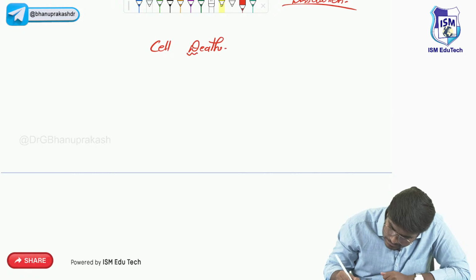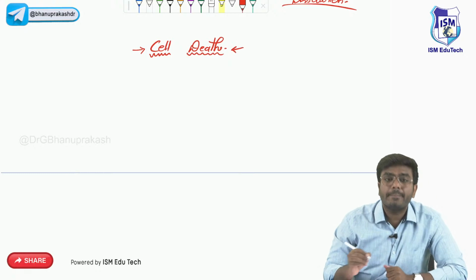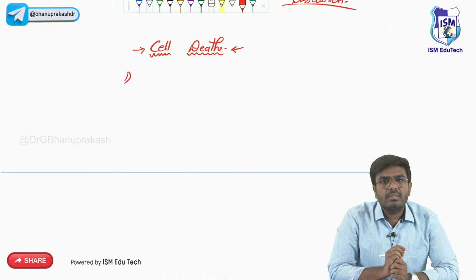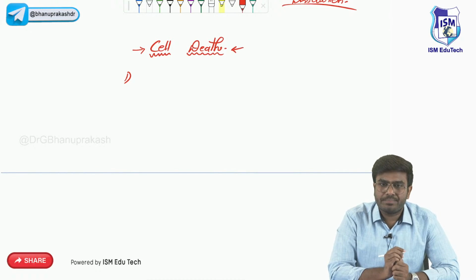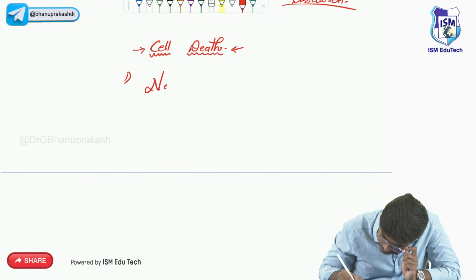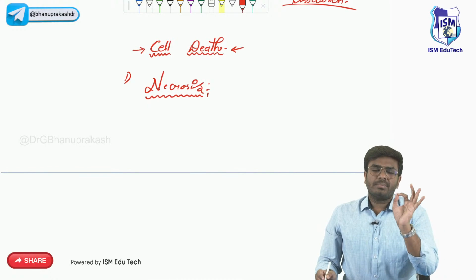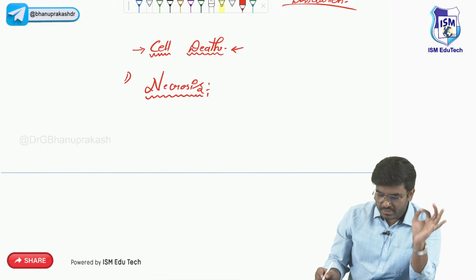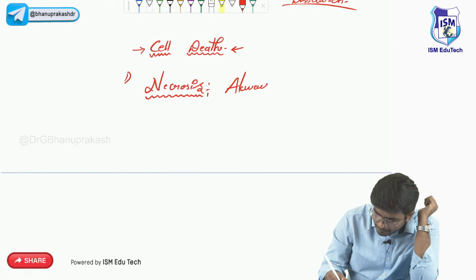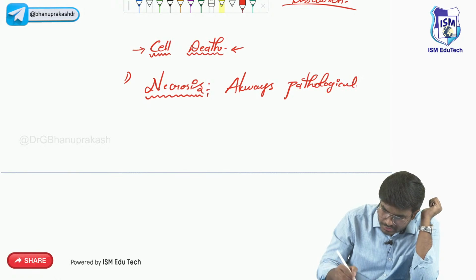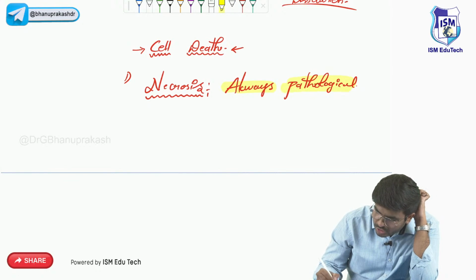How many types of cell death have I discussed with you? There are different types of cell death: necrosis, apoptosis, necroptosis, pyroptosis. Let's start our discussion with necrosis. Remember something like this: a repeatedly asked MCQ is that necrosis is always pathological. This is the MCQ that will come up in your exam.